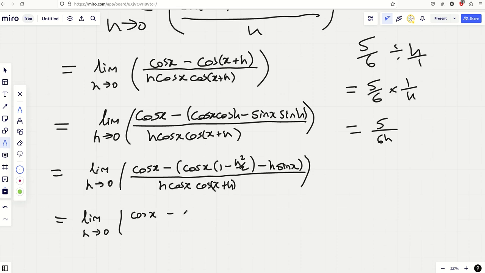cos x minus cos x, but then this is going to become, after you times that in, a minus h squared over 2 cos x, but it's minus minus, so that becomes plus h squared over 2 cos x. And the same here, that becomes a plus as well after you expand these brackets, so it becomes plus h sin x.